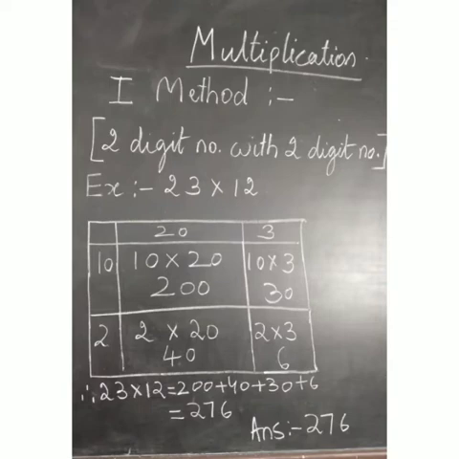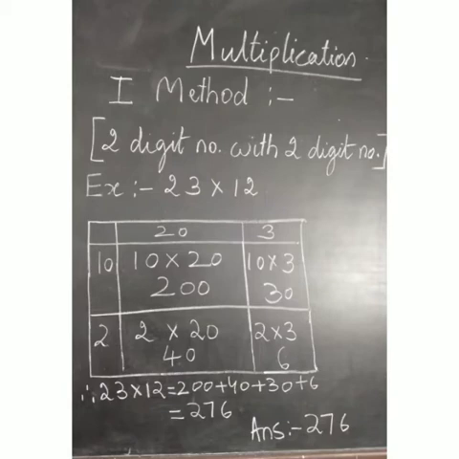Then 10 into 3, you will get 30. Then 2 into 20, you will get 40. And 2 into 3, you will get 6. Now after multiplying all these 4, you have to add all of them. That is, 23 multiplied with 12 is 200 plus 40 plus 30 plus 6. That is 276. Right?